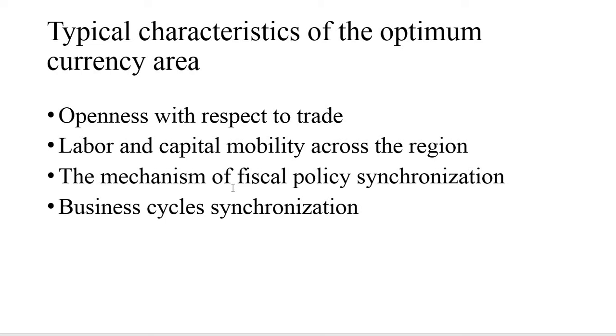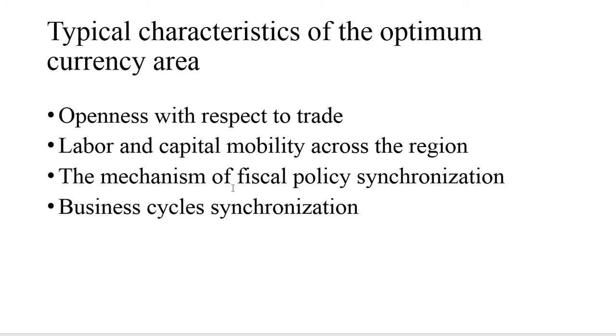Business cycle synchronization implies that at some point in time, countries constituting the optimum currency area are at the same stage of the business cycle. As you remember, there is a potential output trend, and usually GDP fluctuates around this trend. There are periods of economic boom, economic recession, and then everything starts from the very beginning. Usually the estimated length of a business cycle is from 3 to 7 years, as far as I remember. So it's not really long.